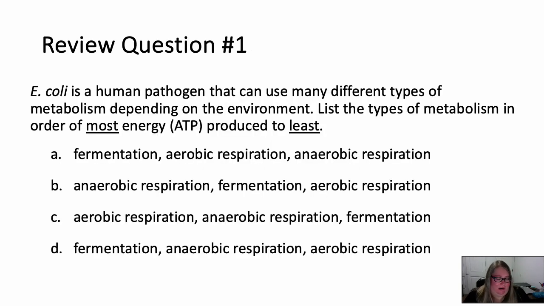Okay, review question number 1. E. coli is a human pathogen that can use many different types of metabolism depending on the environment. List the types of metabolism in order of most energy, so ATP produced, to least. So is it A, fermentation, aerobic respiration, anaerobic respiration, B, anaerobic respiration, fermentation, aerobic respiration, C, aerobic respiration, anaerobic respiration, fermentation, or D, fermentation, anaerobic respiration, aerobic respiration. Okay, so pause the video, look at your notes for 7.4, and see if you can find the answer.